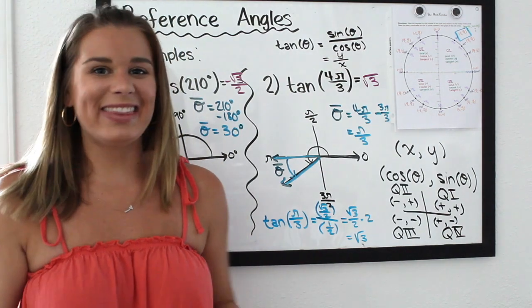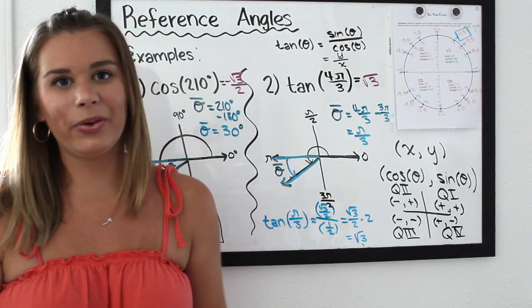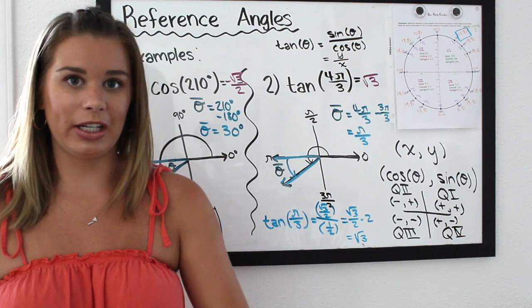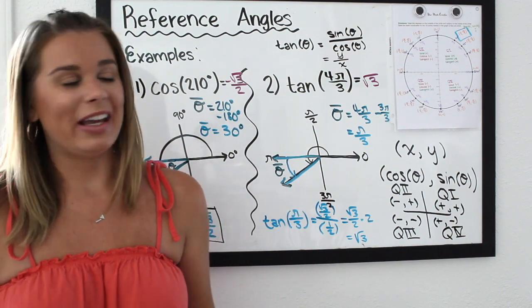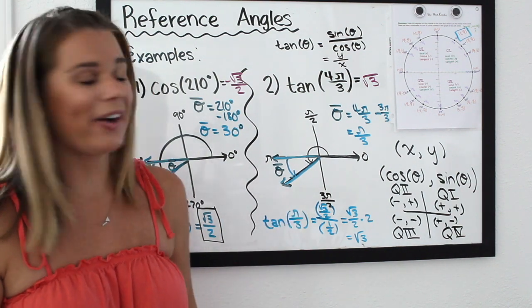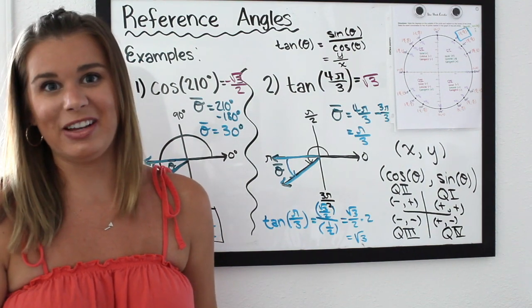All right, and that is it. That is how you can use a reference angle to evaluate a trig function at a given angle. And it's a little nicer because you don't have to memorize the whole unit circle by using this method.